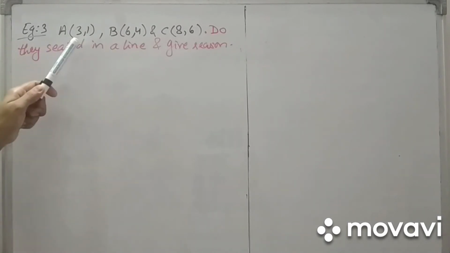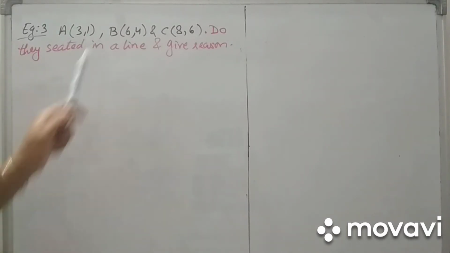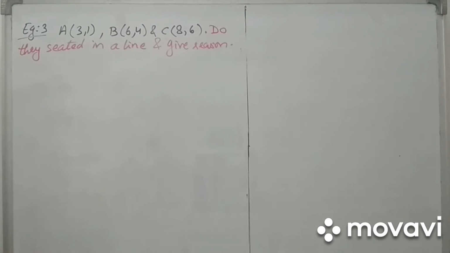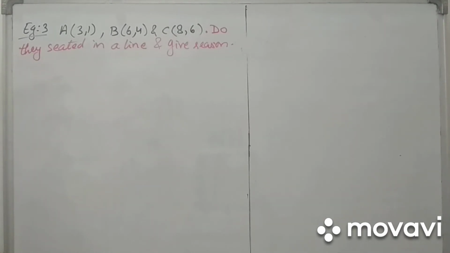A has coordinates 3, 1, B is 6, 4 and C is 8, 6. You can see in the textbook it is plotted on a coordinate graph where these are A, B and C, the names of 3 students given. Any name we can place, but it's convenient, so A, B, C we place. And we want to find out, are they sitting in a straight line and why? How can you say that?